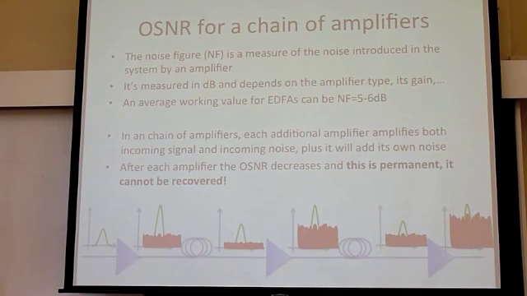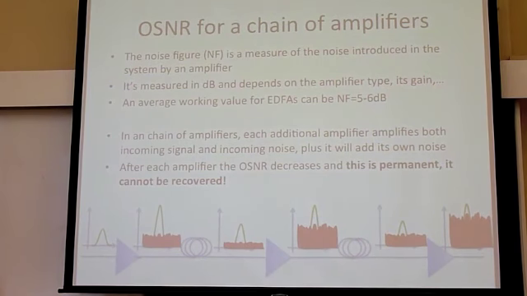So the noise figure of an amplifier is quite an important measure for the power budget and the signal to noise ratio budget. It basically tells you how much noise the amplifier introduces into the system. And this is the same for electrical systems, for the whole system. The noise figure depends on the amplifier type, gain, and so on. For the EDFA, roughly, it will be about 5 to 6 dB. So that's my optical amplifier.